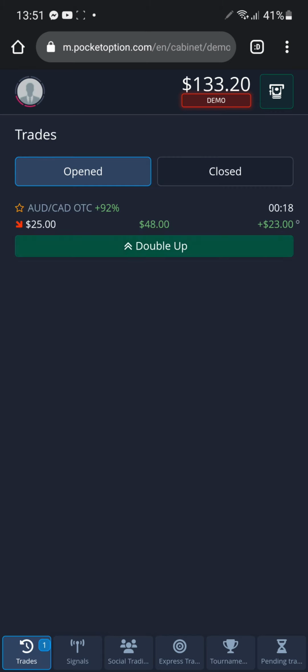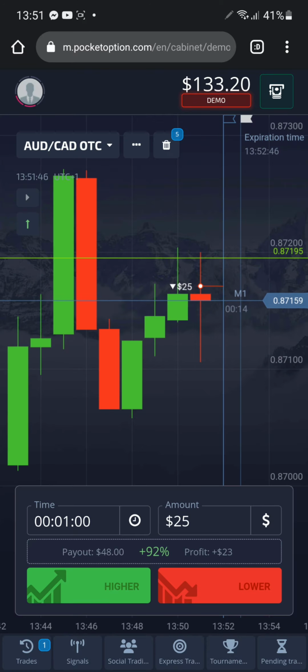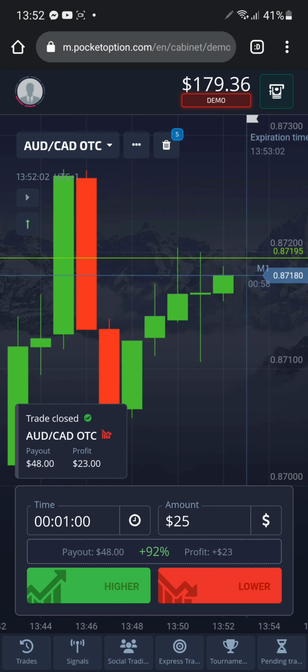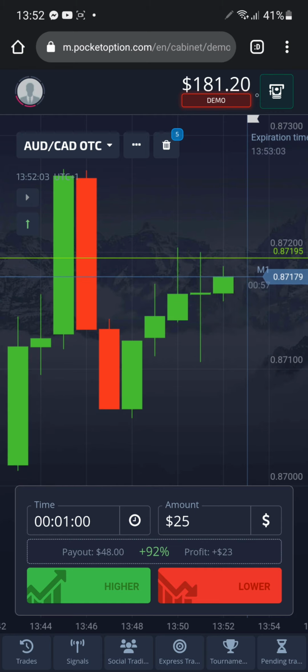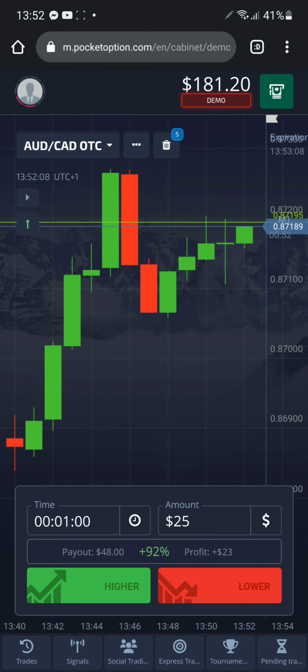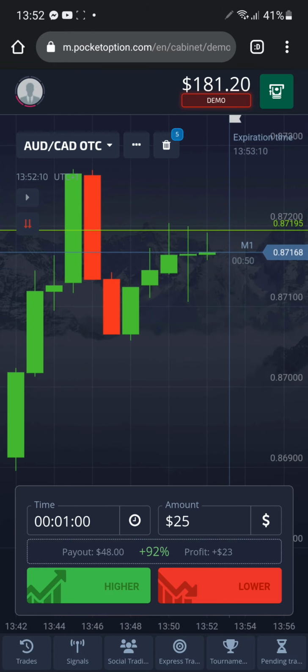You can see this green shows profit. We have 16 seconds left. By the time the trade closes, if this price point stays under our entry, we're in profit. We have 6 seconds left now. So 3, 2, 1. So we're in profit. It's as simple as that. Our balance has increased. It's not very difficult. You just have to know what will happen in the next candle and trade accordingly.